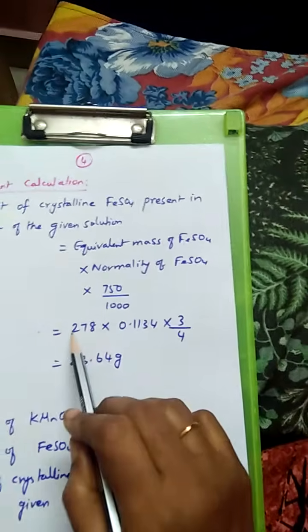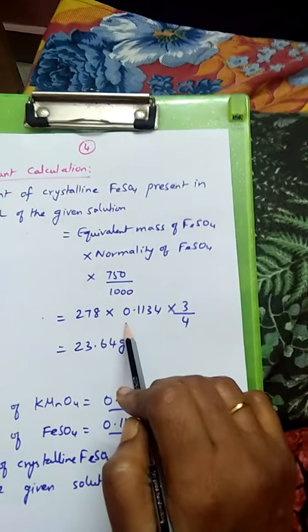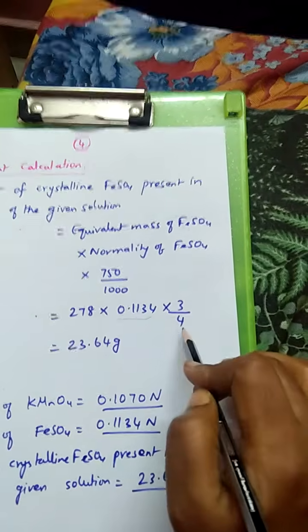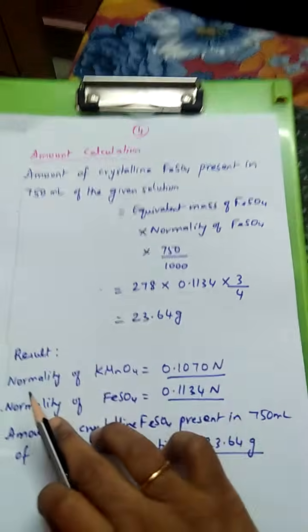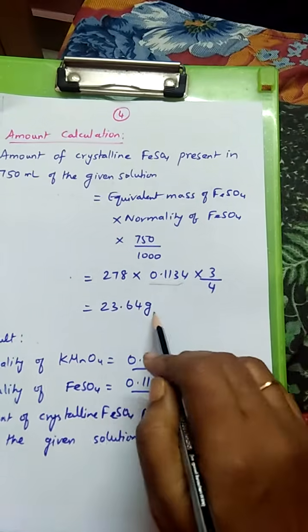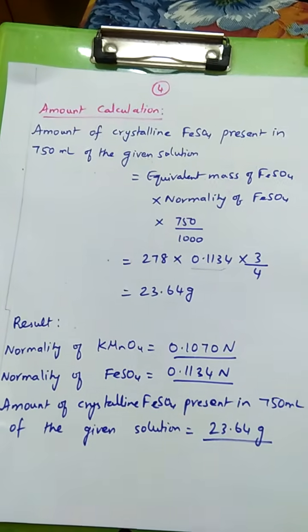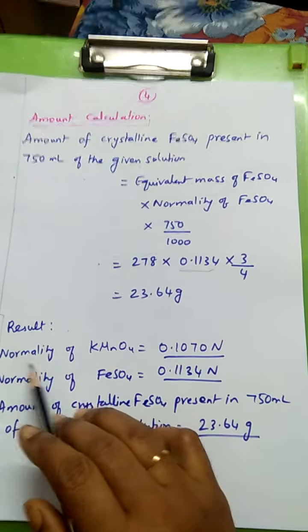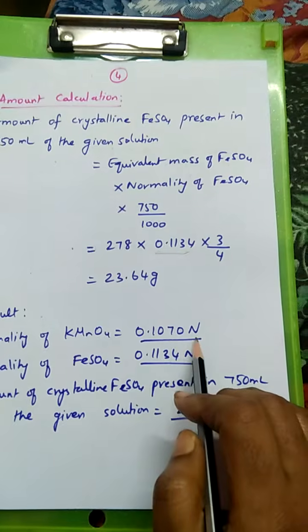The equivalent mass of ferrous sulfate is 278, into the normality from the second iteration, 0.1134, into 750 by 1000, which can be written as 3 by 4. Finally you get 23.64 gram. After the decimal point you can choose only two digits, you can round it off. And then the result: the normality of potassium permanganate solution is equal to 0.1070.